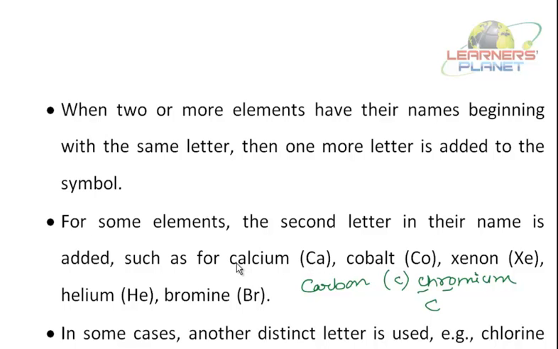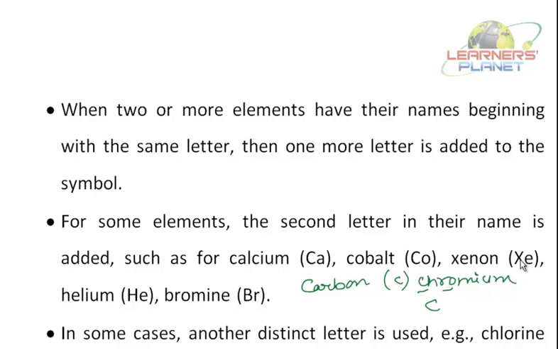For calcium, it is used as Ca. For cobalt, it is used as Co. Likewise, see carbon. Carbon also begins with C, so you can represent carbon with C. But chromium is again beginning with C, so it is represented as Cr. Like xenon. Xenon is beginning with Xe, so its symbol would be Xe.